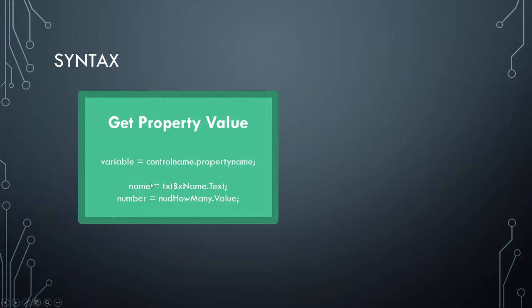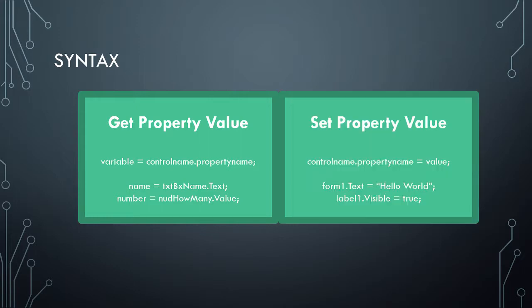For example, if I had a variable named name and I wanted to save the value that was in my text box name.text control on my form, I would have this code here. And if I had a numeric up down, which gives me a numeric value, and I wanted to save the current value to a variable named number, again, my variable name would be before my equal sign, and my form control would be after, because that's the value I want to use.